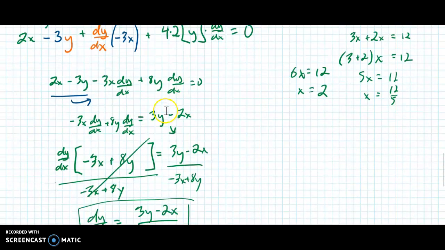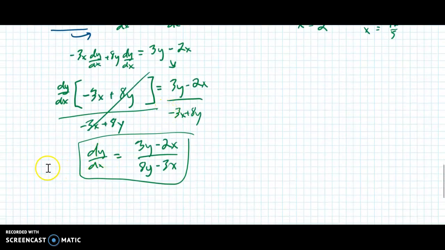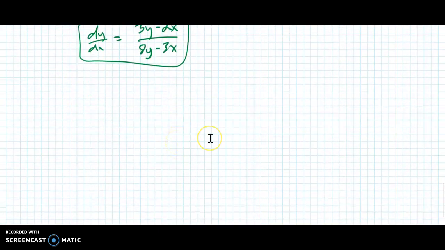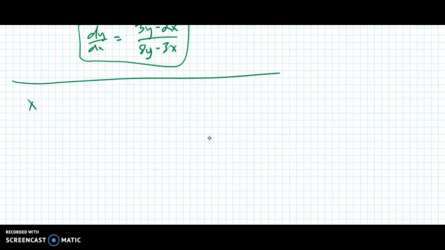Now, there's more that I can do with that, but for now we're just going to practice taking the derivative. So let's have you do one right now. Let's do x cubed minus 4xy plus e to the y equals 5.